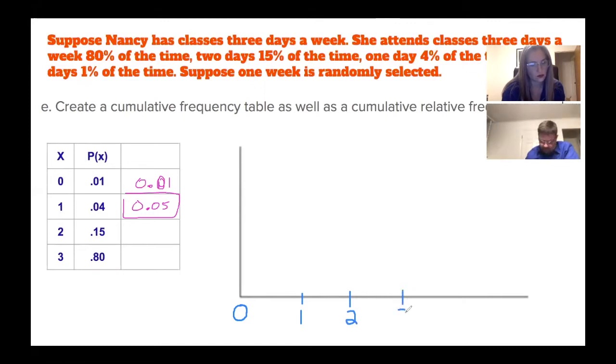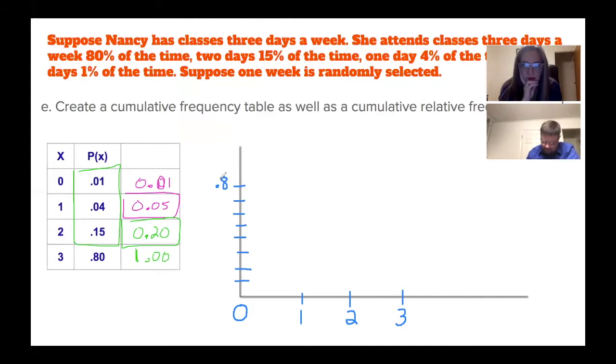And then when I go to the next column, I want all 3 of these added together. So that would give us the total of 0, 1, or 2 days, and that would be 0.20. And then finally, the last one better add up to 1, because it's all of them together. And that's what we were saying. They have to total to 1.